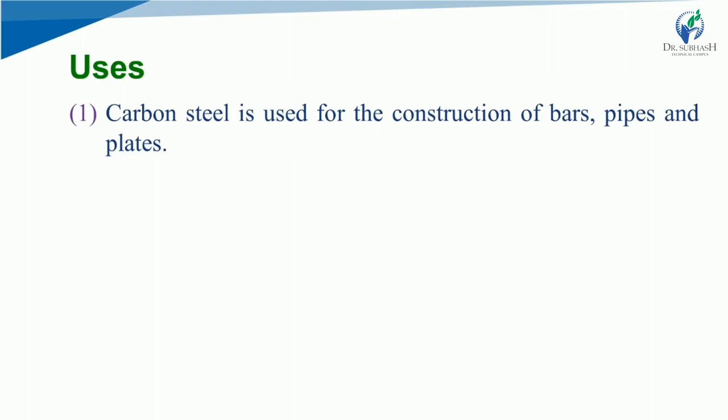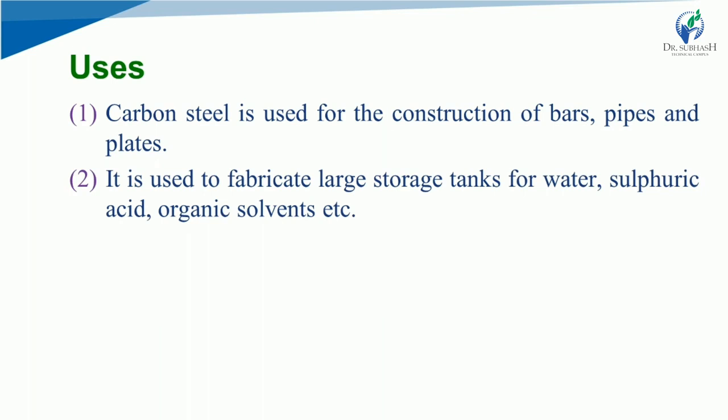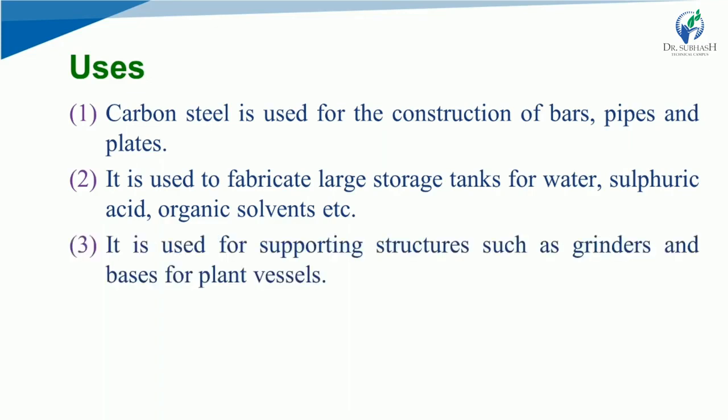Uses: carbon steel is used for construction of bars, pipes and plates. It is used to fabricate large storage tanks for water, sulfuric acid, organic solvent, etc. It is used for supporting structures such as girders and bases for plant vessels.